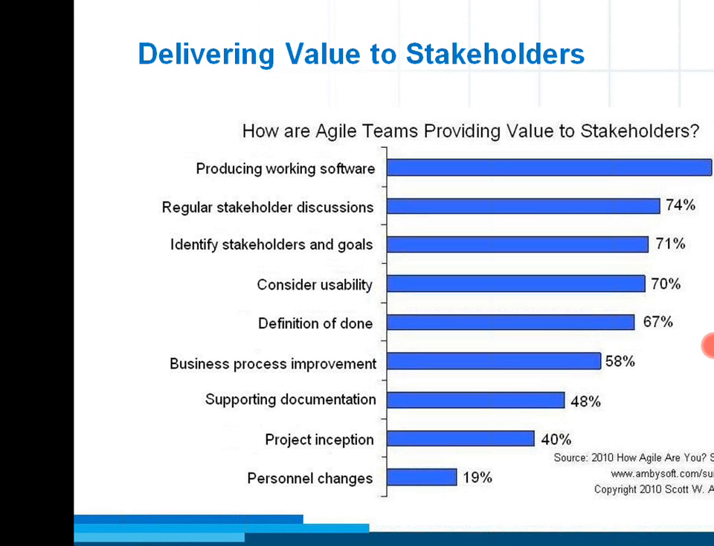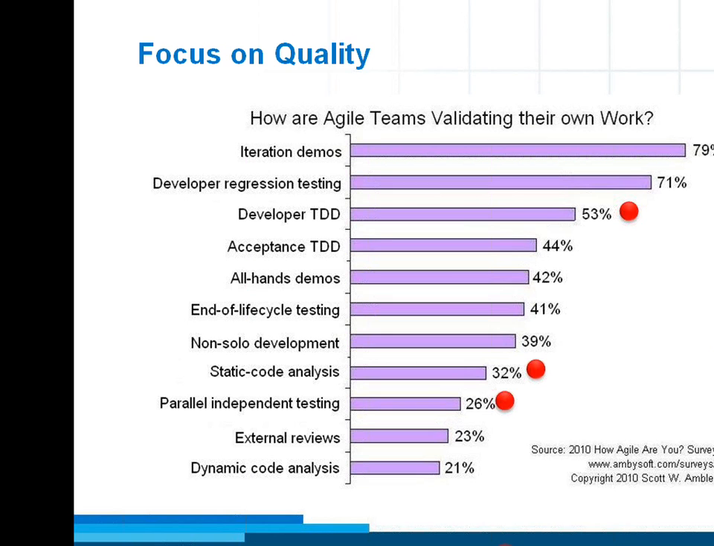And the next one is focus on quality. What is our focus on quality? How are agile teams validating their own work? This survey revealed that only 32% of the teams do static code analysis, which is a great technique to improve the quality of code. And 53% claim that they do developer test-driven development. So these surveys are eye-openers.